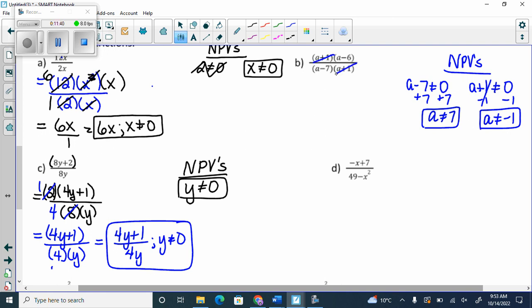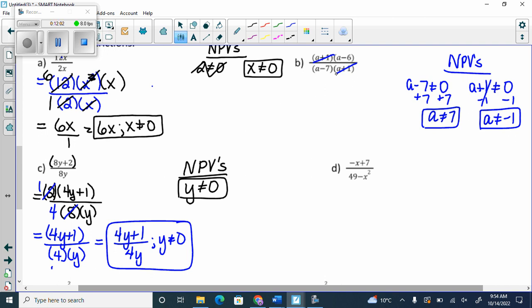Can I cancel the A's off of these two? No. This is an A minus 6. It's sewn together, right? The only way the A minus 6 that's sewn together is going away is if there's an A minus 6 in the denominator. Is there? No. So that bad boy's staying. What about the A minus 7 in the denominator? The only way it's going away is if there's an A minus 7 in the numerator. Is there? No. So that bad boy's staying.